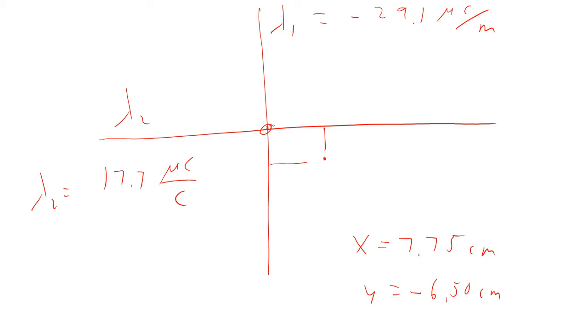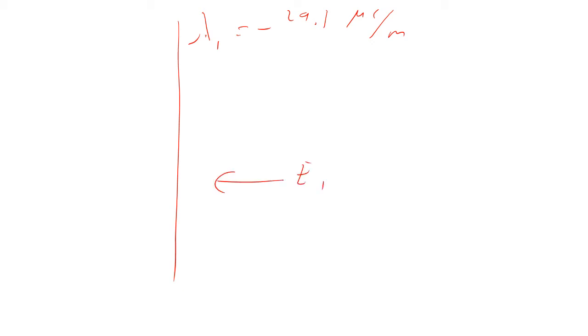So I want to know at that point, what is the electric field? Okay, so I want to know what is the electric field there. And so we look at it and say, well, due to lambda 1, so lambda 1 is a negative 29.1 microcoulombs per meter. So that means that E1 points towards it.